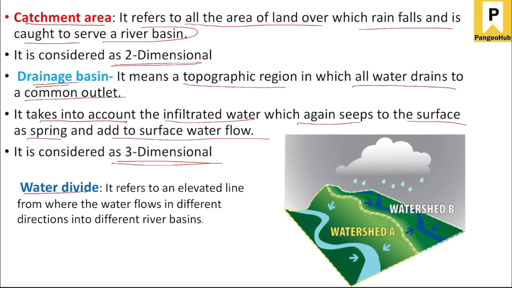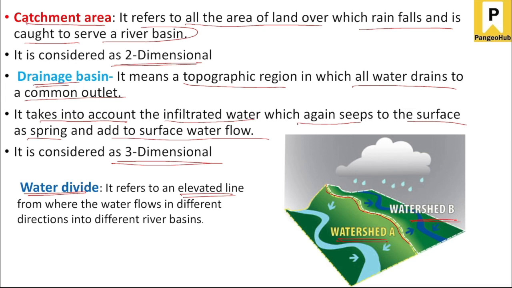Now, water divide. A water divide refers to an elevated line or elevated ridge area or land area which separates two river systems or two river basins. Here, watershed A is a river basin, and watershed B is another river basin. These two river basins or watershed areas are separated by this elevated portion of the land.